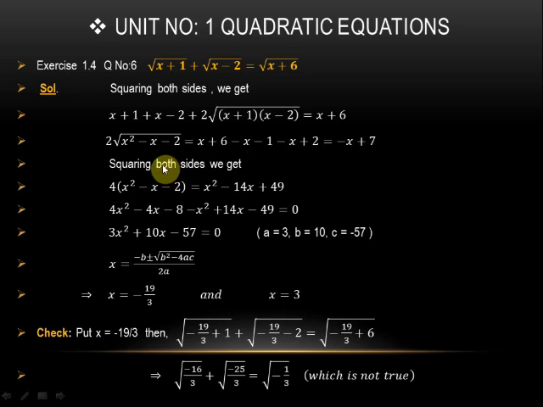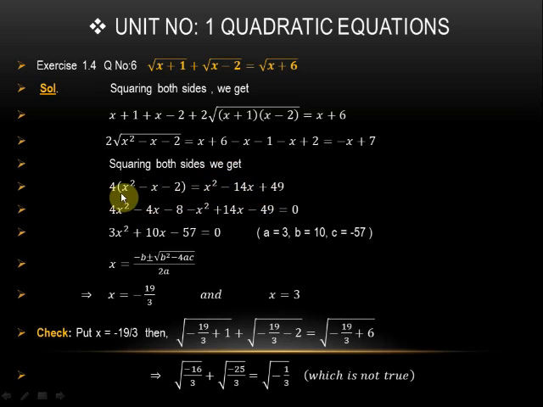So again squaring both sides, we get square of 2 is 4, inside the bracket, square cancels with square root, x square minus x minus 2 is equals to x square minus 14x plus 49. We switch the values x square minus 14x plus 49 from right side to left.